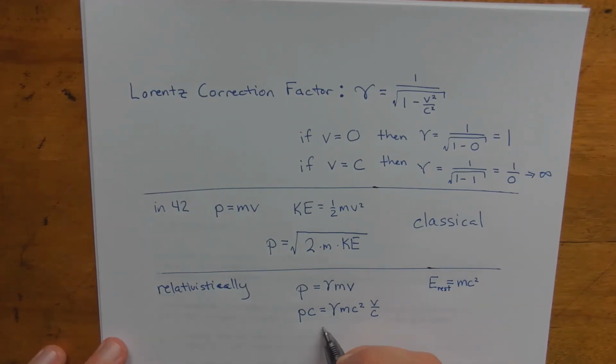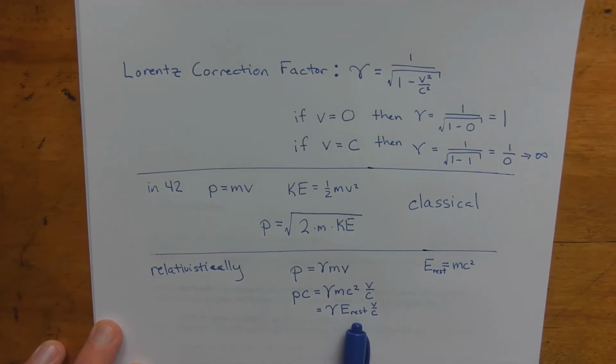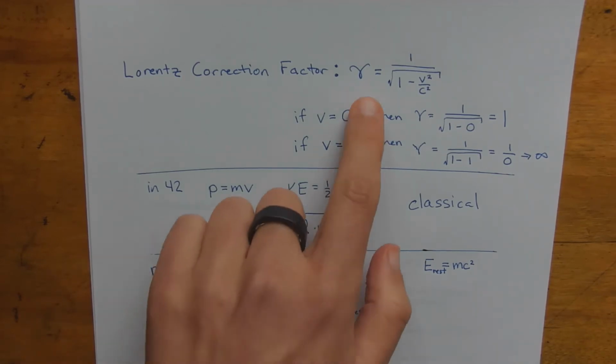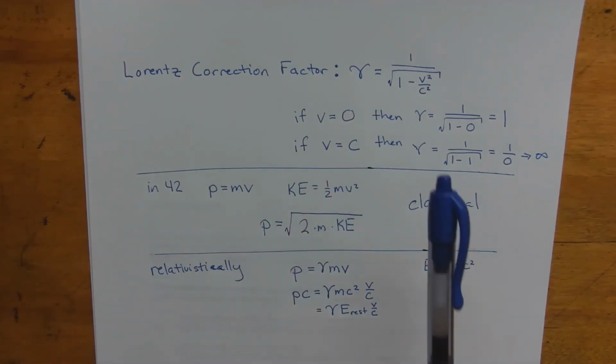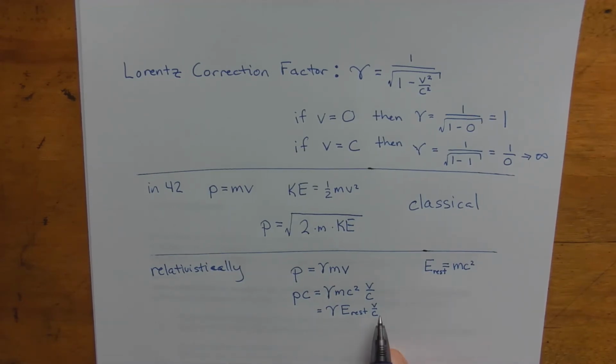So this pc is also equal to gamma times the rest energy times v over c. So E is the energy that the object has when it's at rest, and v is the speed of the object. Gamma is the correction factor, which we saw up here, which also depends on the speed of the object, and if v is equal to 0, it should not surprise you that the momentum is also 0. That agrees with what we saw in Physics 161.